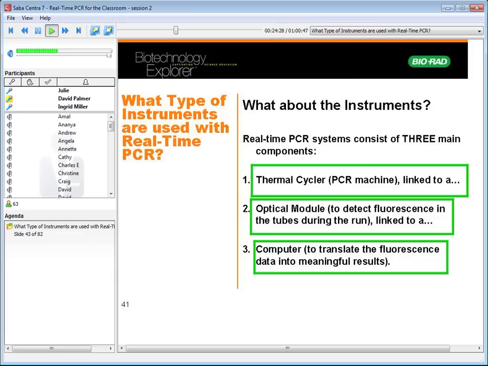The next part of the software lets you set up the plate, and the plate setup will tell the software where the unknowns are on the plate, where the standards are, if you're doing a standard curve, where no template controls are. So it helps the software analyze the data after.